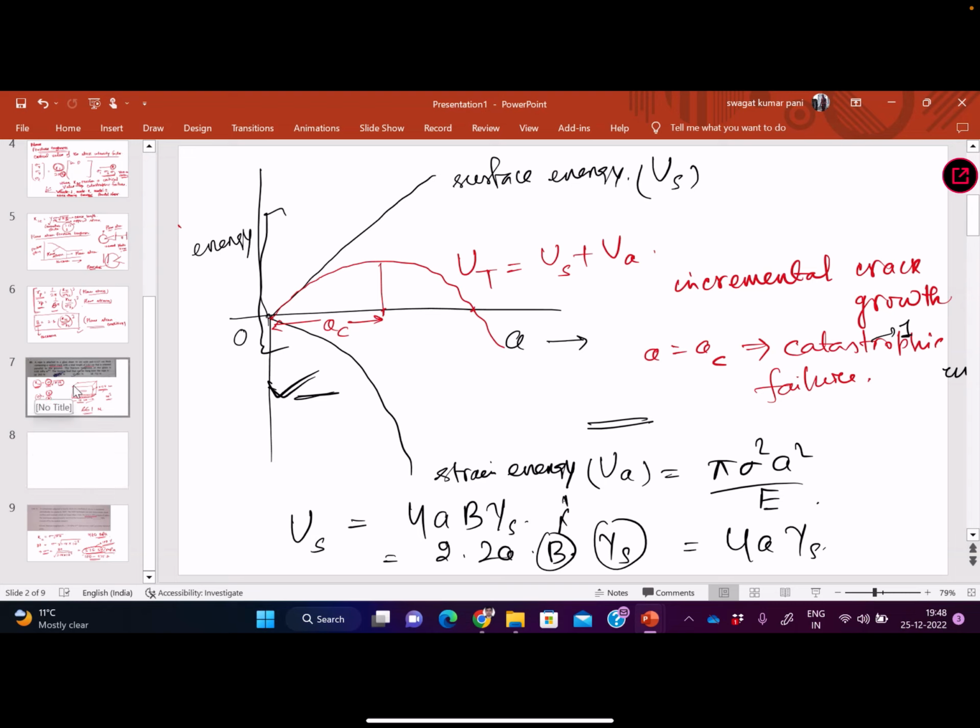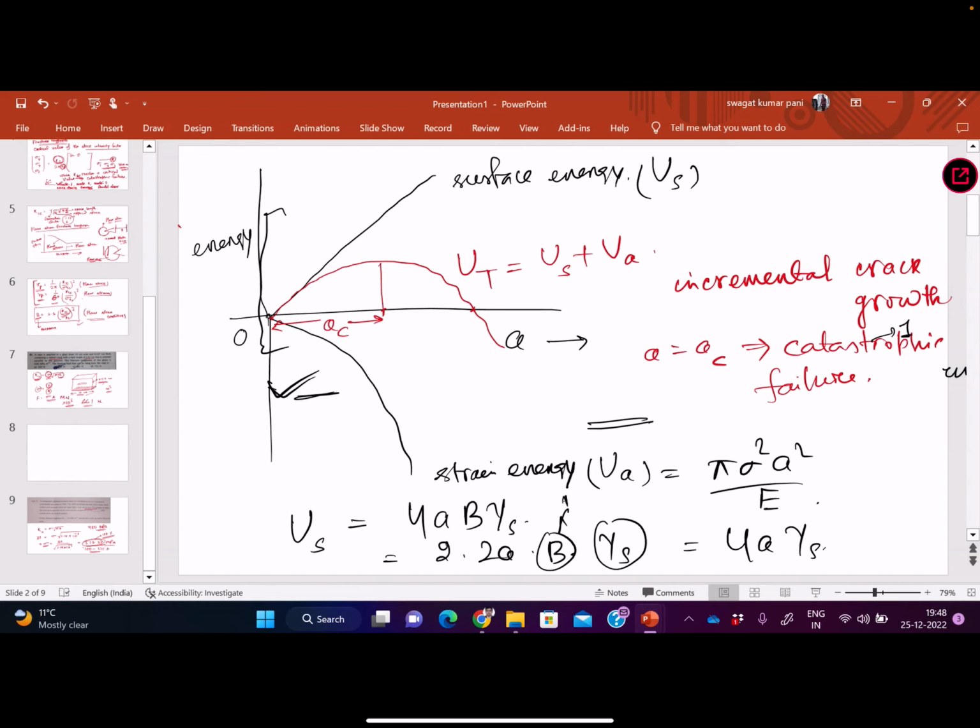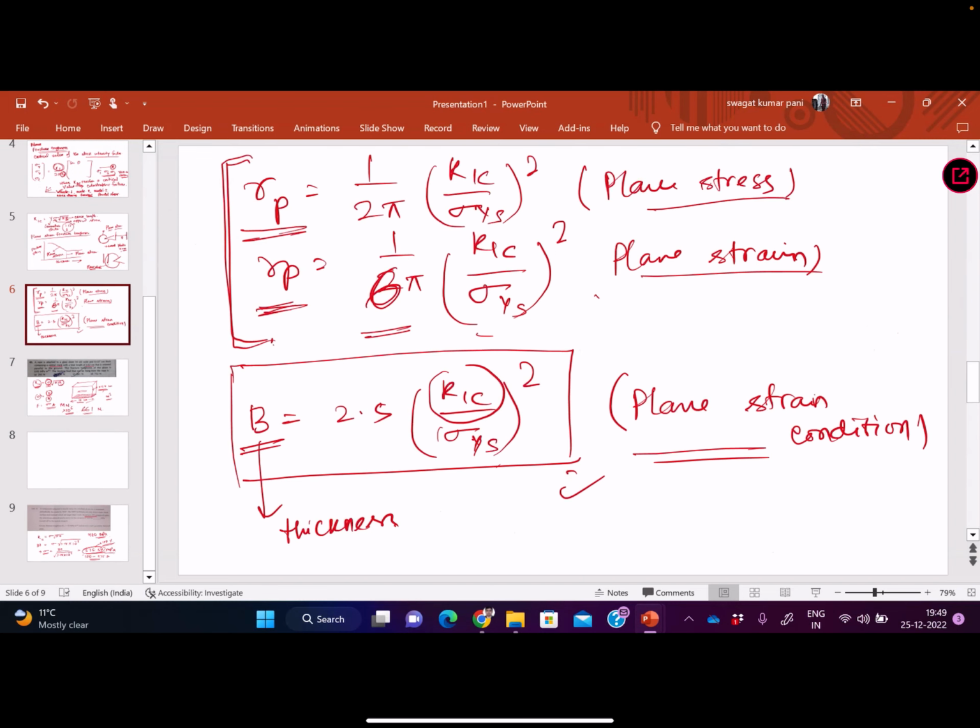Applications, you see, that's why we derived this formula. This B: if thickness is bigger than this, then you can apply the plane strain condition. Then only the plastic zone size will be small enough to assume plane strain. If thickness is lower than this, then you have to go for the plane stress condition. That depends on the fracture toughness and the yield strength of the material, so it will vary depending upon that.